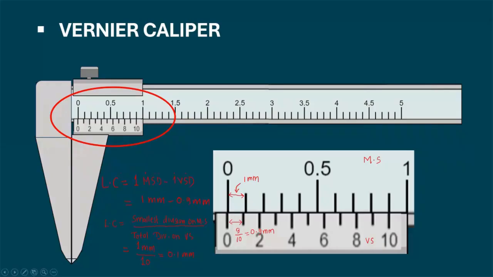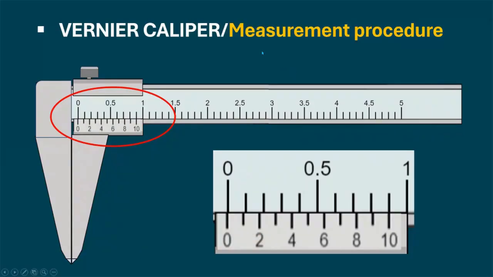Both are the same thing, only the perspective changes, because the smallest division is 1 and the overall number of divisions of the Vernier scale is 10, so 1 upon 10 is going to be 0.1 mm. So we can easily calculate the least count of the Vernier caliper with the help of these two methods. Now I'm going to proceed further and see how we can measure the length of a given object. I'm going to explain the measurement procedure with the help of the Vernier caliper.